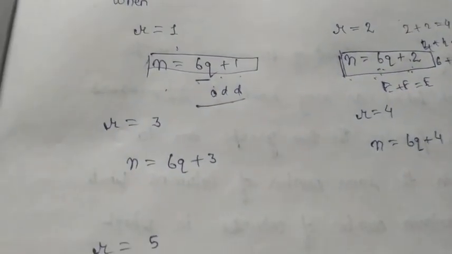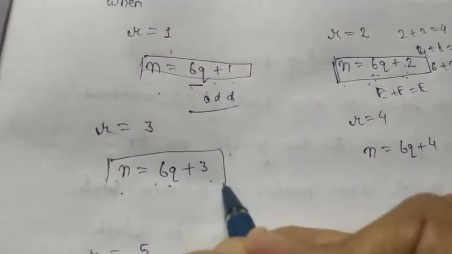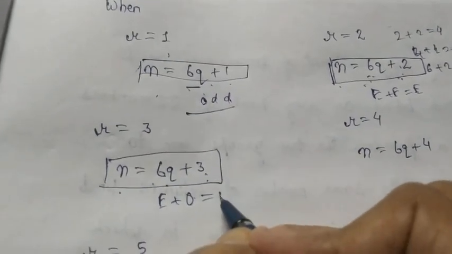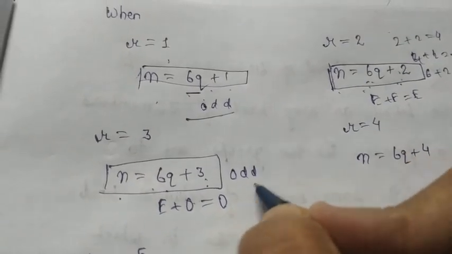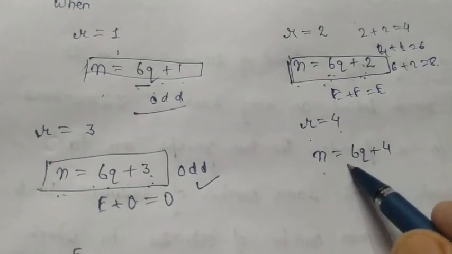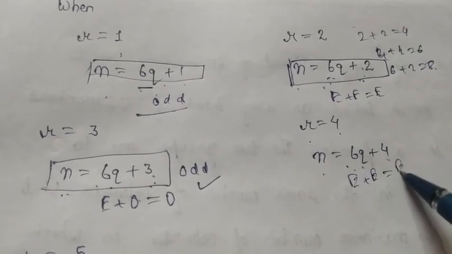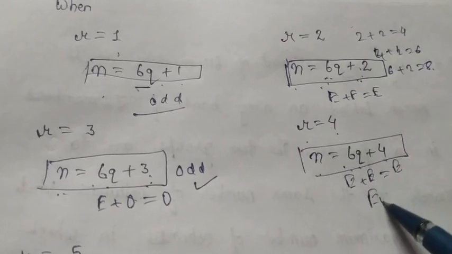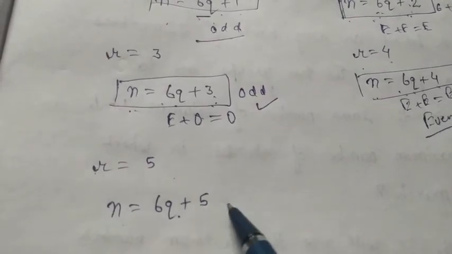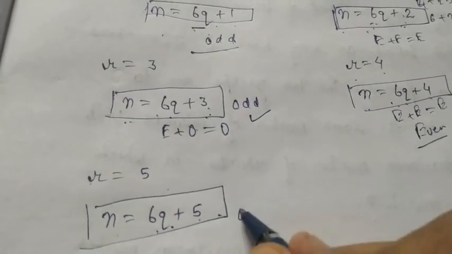Now when you put r equal to 3, you get n equal to 6q plus 3, and see, 6q is even and 3 is odd. So even plus odd is always odd. This expression will be odd. Now when you put r equal to 4, n will be equal to 6q plus 4. Now even plus even equals even, so this will be an even number. Now last, r equal to 5, then you get n equal to 6q plus 5. Now 6q is even, 5 is odd, so the whole quantity will become odd.